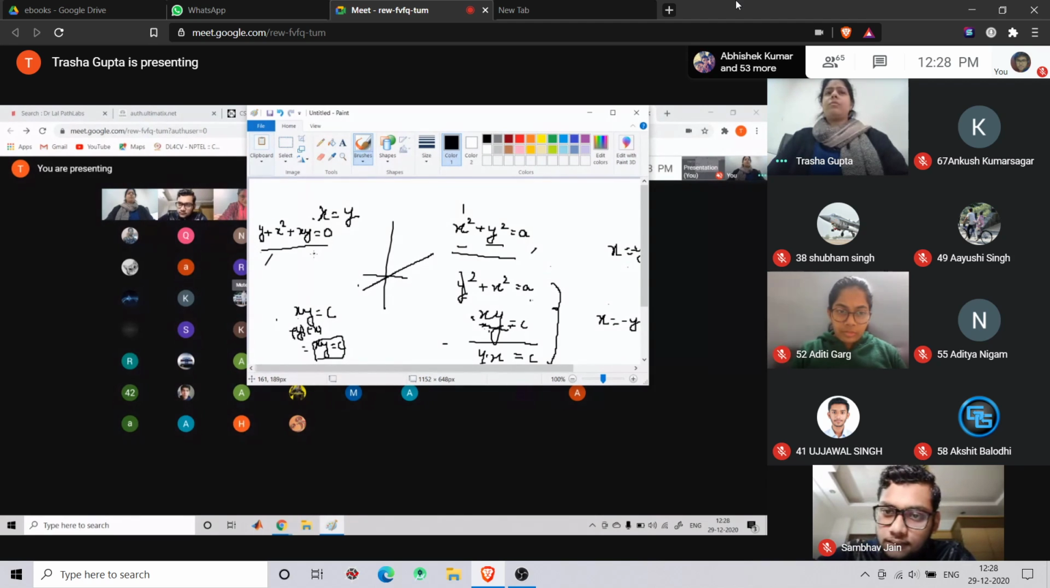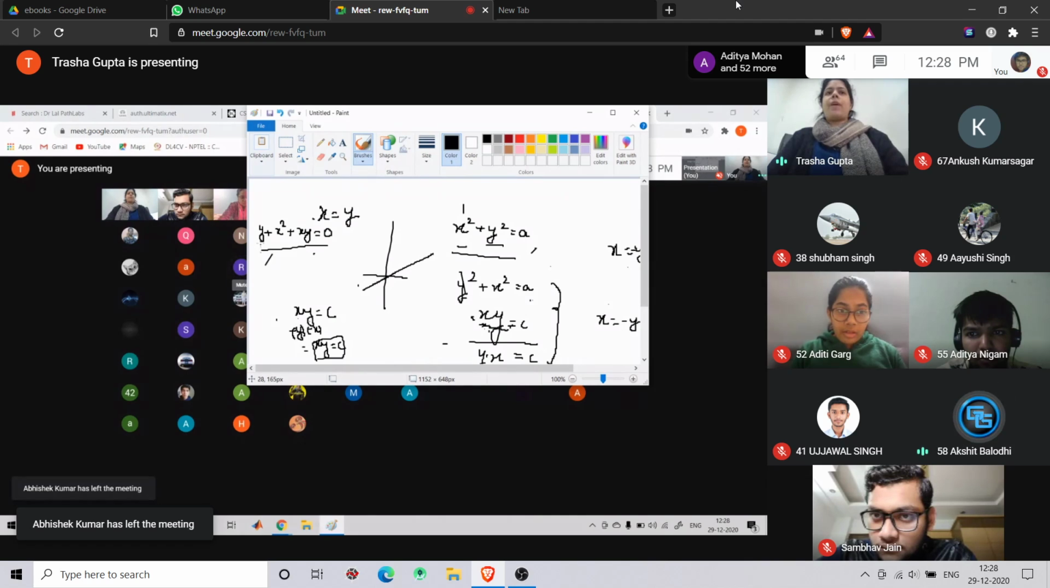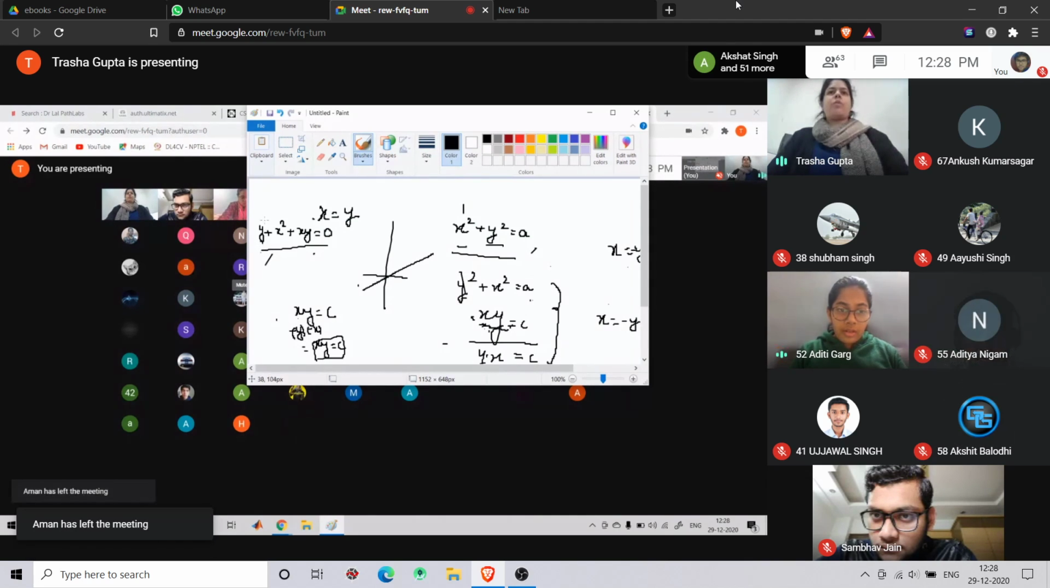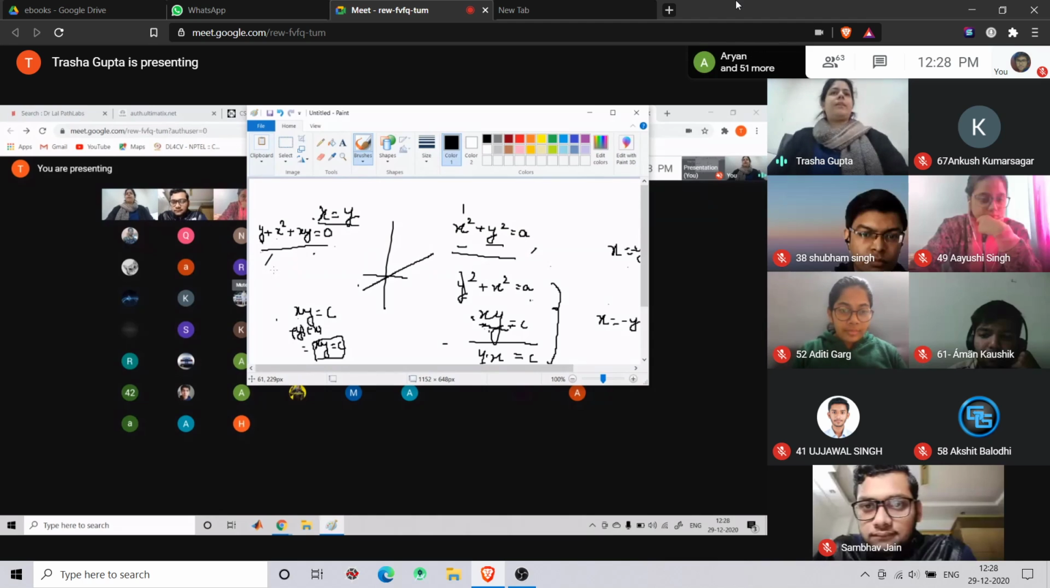How? No ma'am. If it were y square, then it would hold, but here you do not have y square. What you have here is y plus x square plus xy equal to 0. So this is not symmetric about x equal to y. Okay?